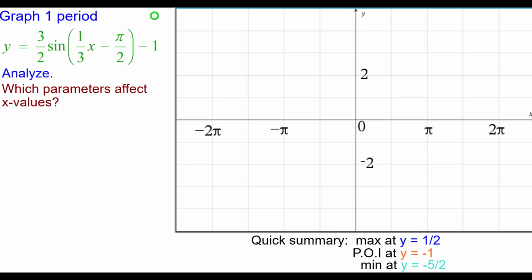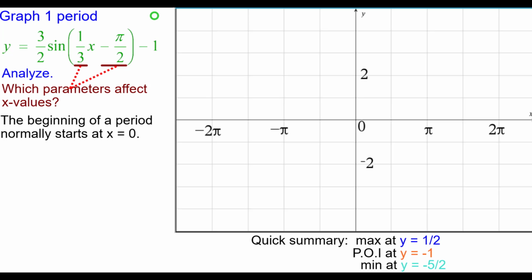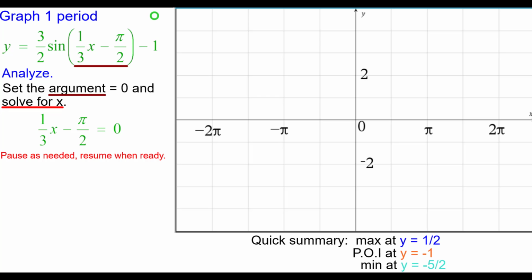Which parameters affect the x values? That would be the 1/3 times x and the minus pi over 2 inside the argument of the function. The beginning of a period normally starts at x equals 0. So what we're going to do is set the argument equal to 0 and solve for x. So go ahead and do that. Pause as needed.